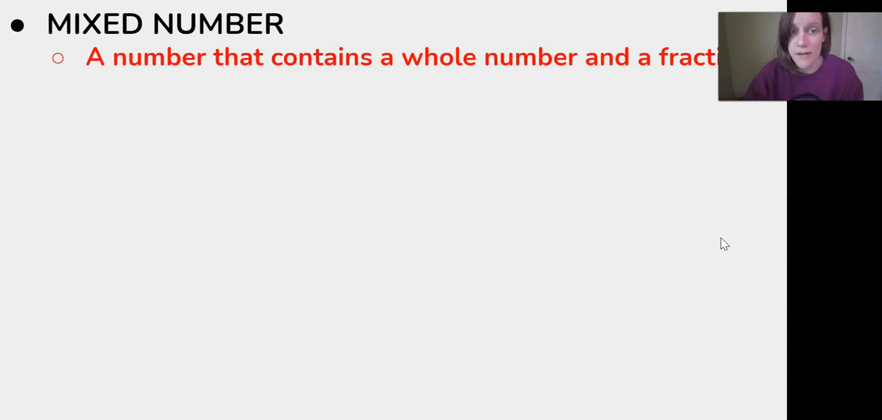Remember that a mixed number is a number that contains a whole number and a fraction. Here is an example of a mixed number, 2 3/4. It has a whole number and it has a fraction. If we were talking about candy bars, this would be 2 whole candy bars and then a candy bar that has been split into fourths, and we only have 3 of those 4 pieces.